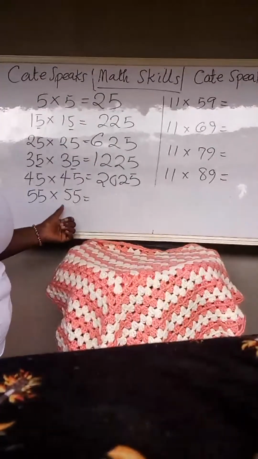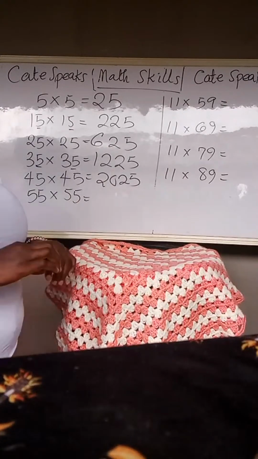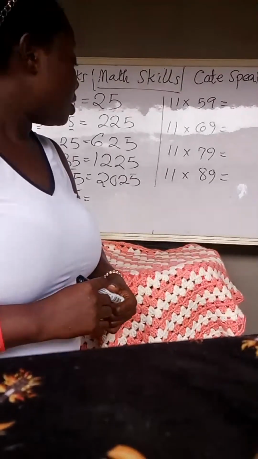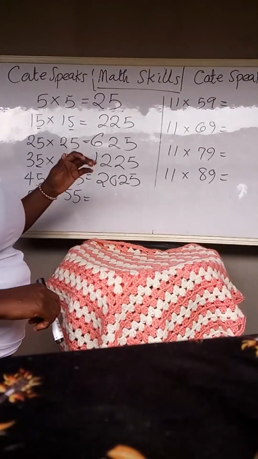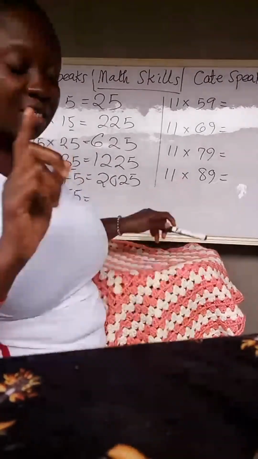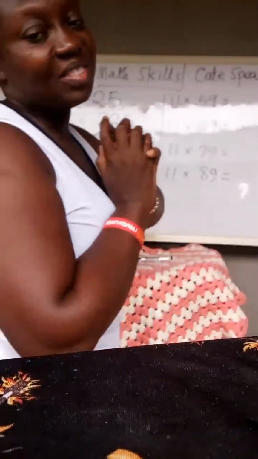Who can quickly get us this answer? I want to see it in the chat box before I end my live video now. 55 times 55. I'm waiting 10 seconds.